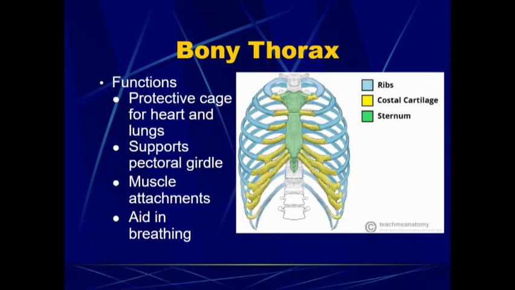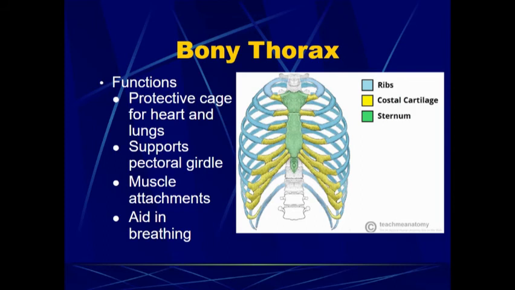So then the last part of the axial skeleton is the bony thorax. The functions of the bony thorax are to provide a protective cage for the heart and lungs. It supports the pectoral girdle. It has muscle attachments, and it aids in breathing. So this is protecting the heart and the lungs, which we know are extremely important structures. So if they're so important, you would think that they should have a solid bony covering, kind of like the brain does with the cranium.